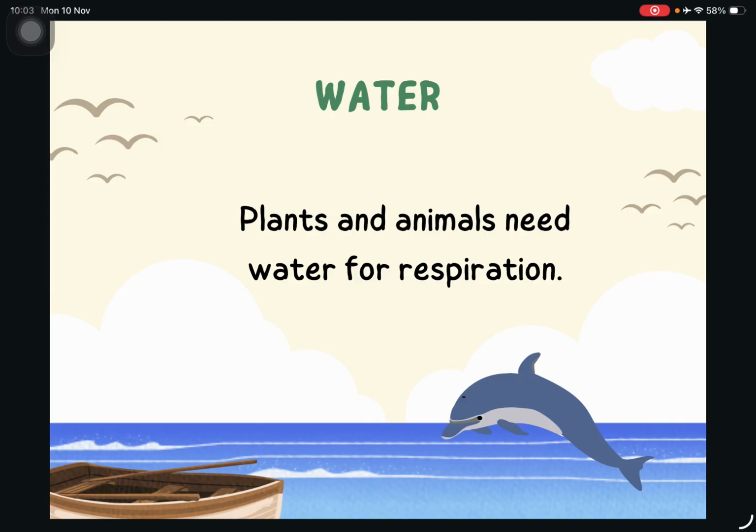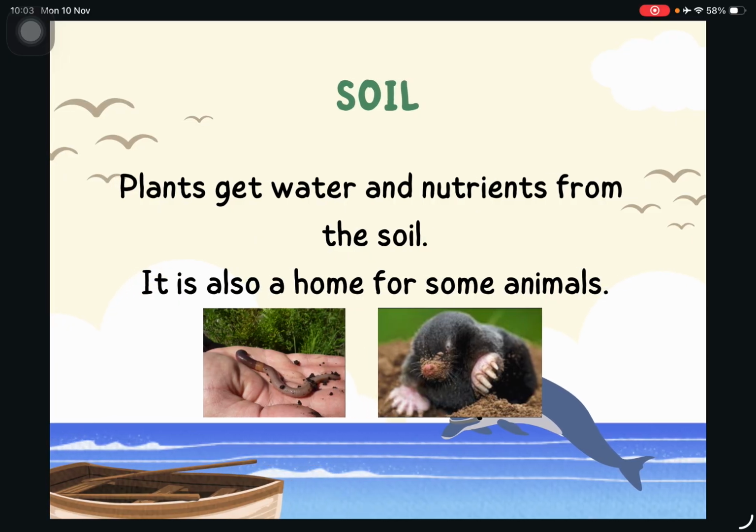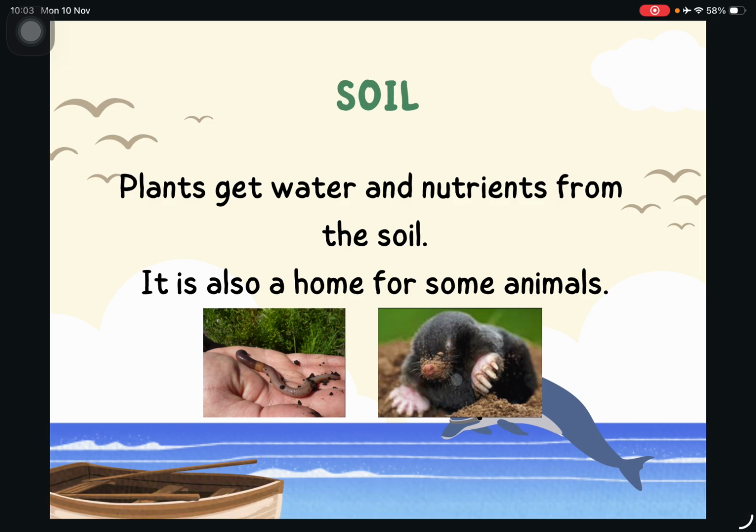Okay, next one, we have soil. Plants get water and nutrients from the soil. It is also a home for some animals like the earthworm and the mole. This is the earthworm and this is the mole.